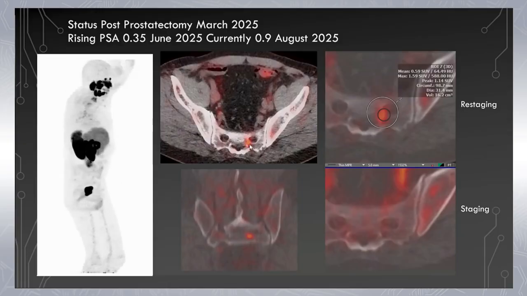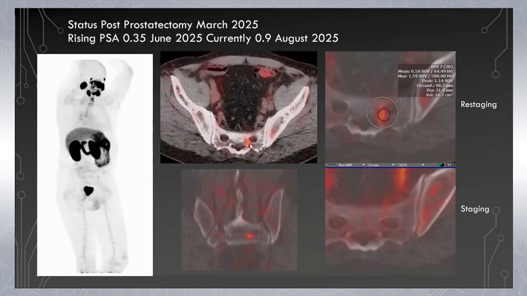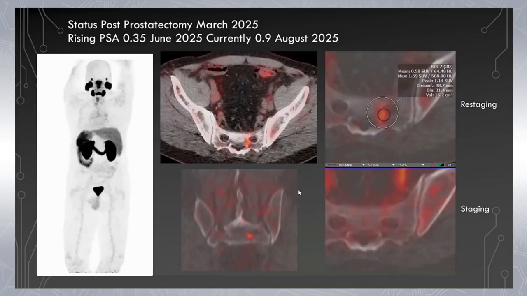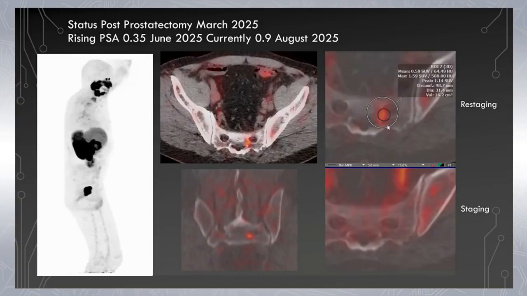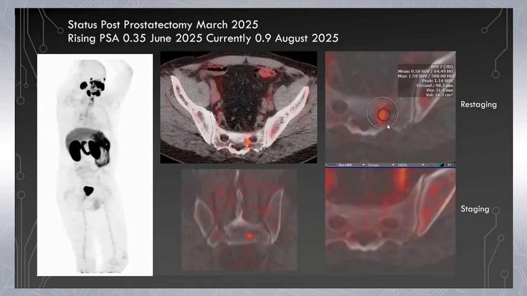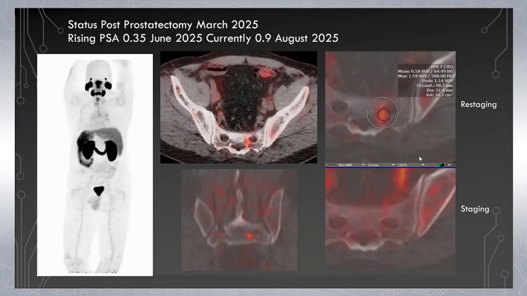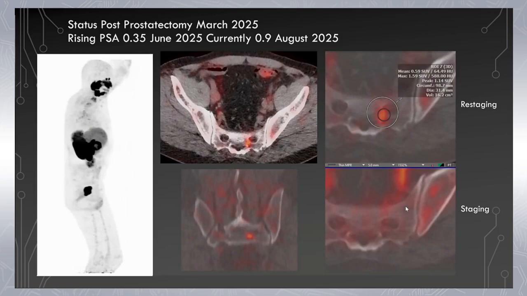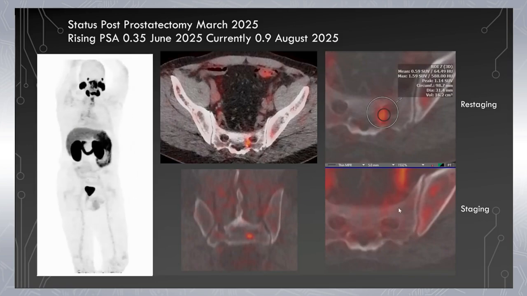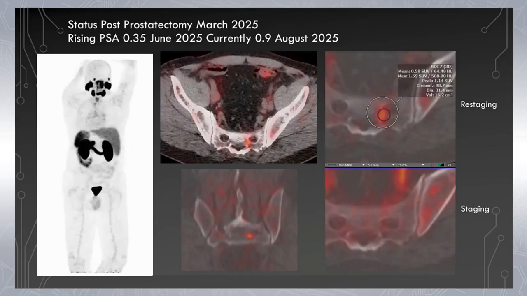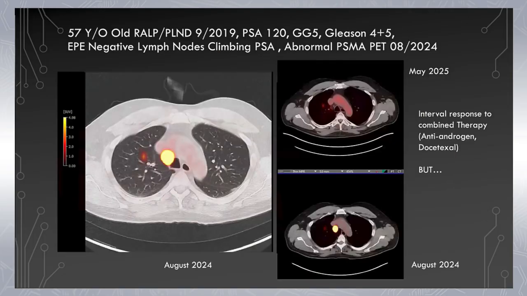We see that there's a focus of intense radiotracer uptake within the left sacrum. And that same focus of uptake is identified in the left sacrum on the coronal fused images. And again, here's a blow up of the axial images. Importantly, we go back and look at the staging PET-CT scan that was performed several months earlier, and this focus was not there. This is a case of solitary monometastatic osseous disease in a patient who presented with unfavorable risk intermediate prostate cancer. Let's move to our next case.